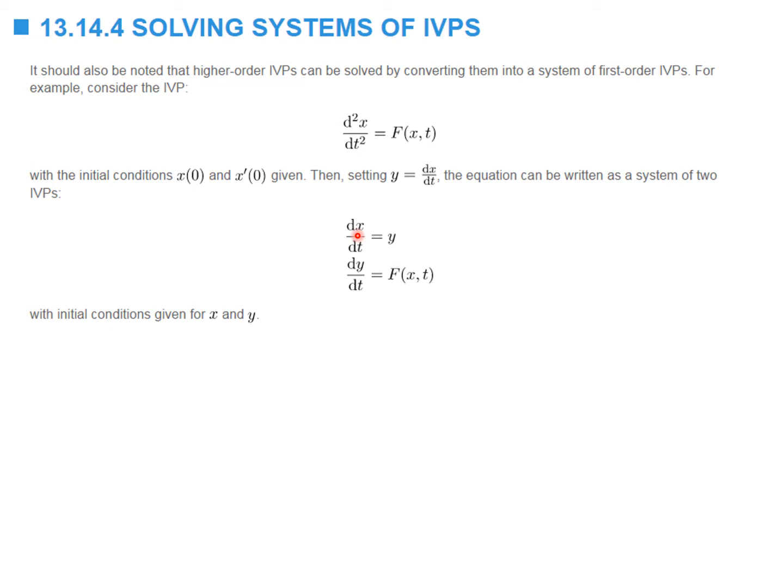First, we set the velocity as y, so assuming that x is the position, dx by dt is equal to y. And then the acceleration is the rate of change of the velocity, so dy by dt is equal to f of x and t. So now we have a system of differential equations with two unknown functions. The first function is x and the second function is y, and we have two different slopes.